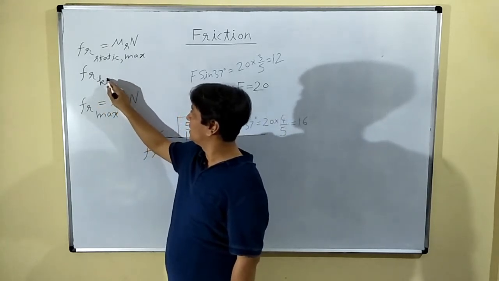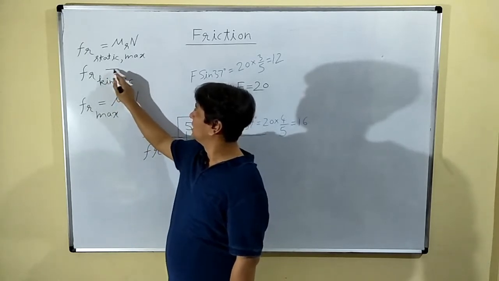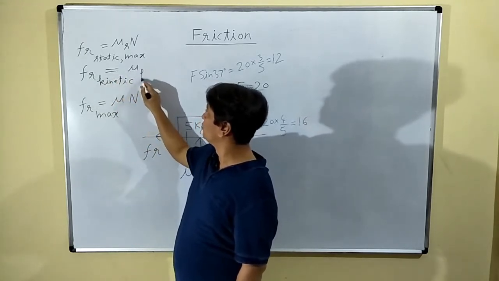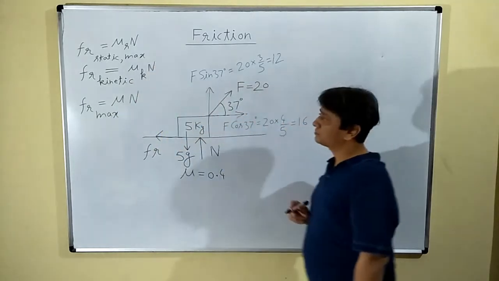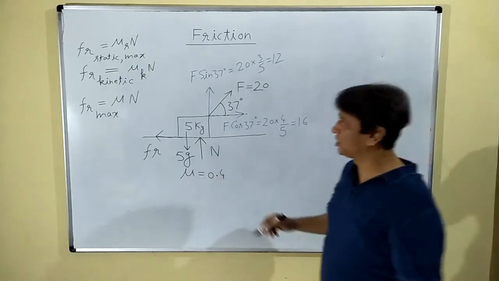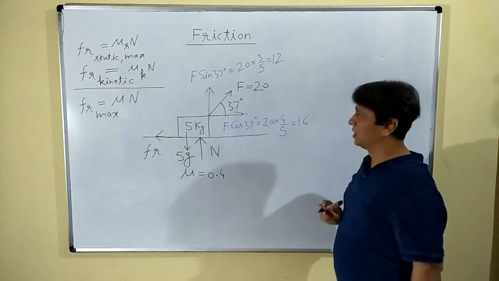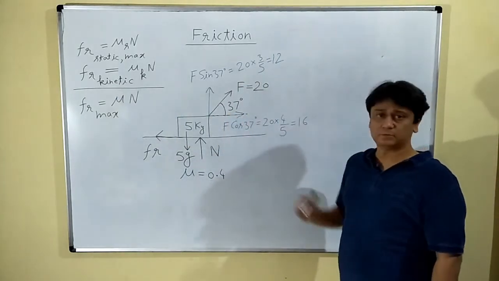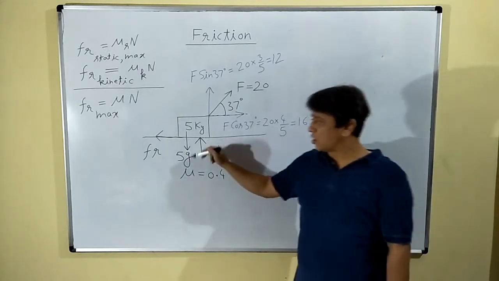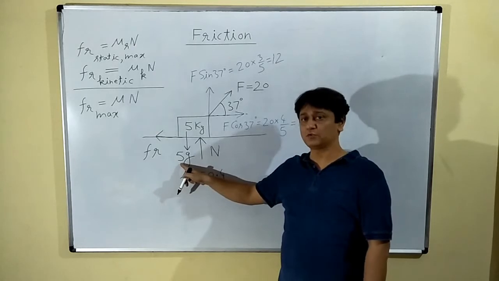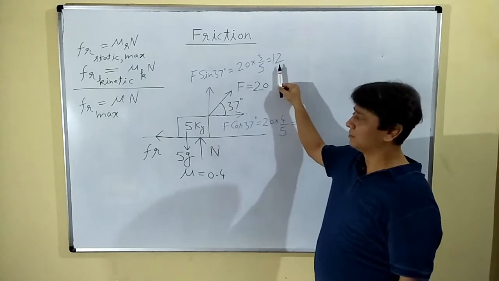then Fr kinetic when things move is given by mu k into N. Now हमारे केस में एक ही फ्रिक्शन कोएफिशिएंट है and therefore we'll use simply what? Mu. Mu पता है. We need to find what? N. Now downward force is what? 5g, which is 50. Upward force is what? 12.